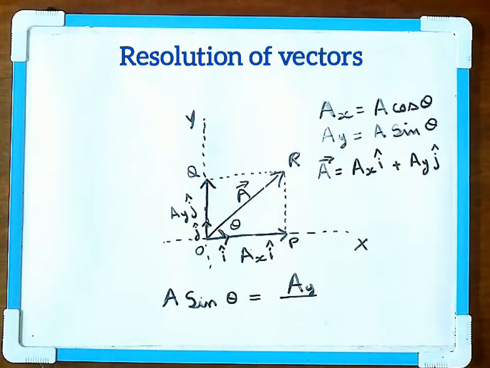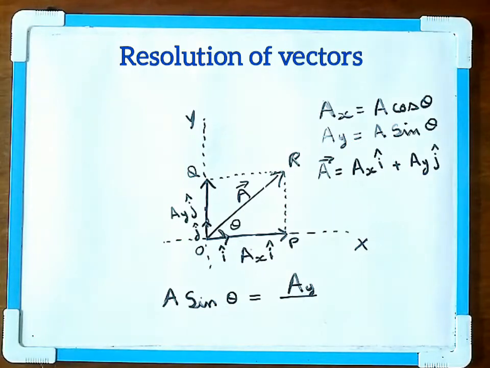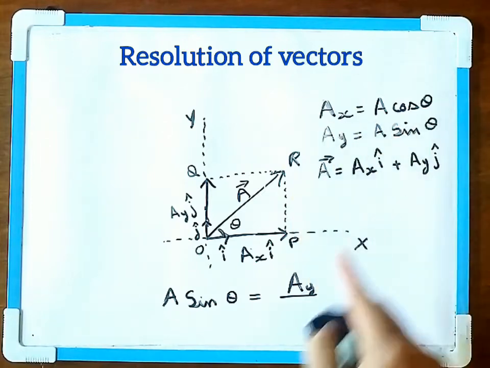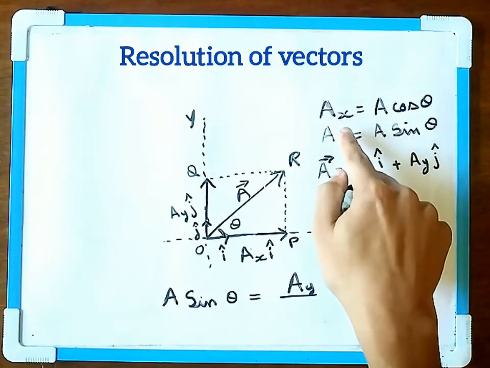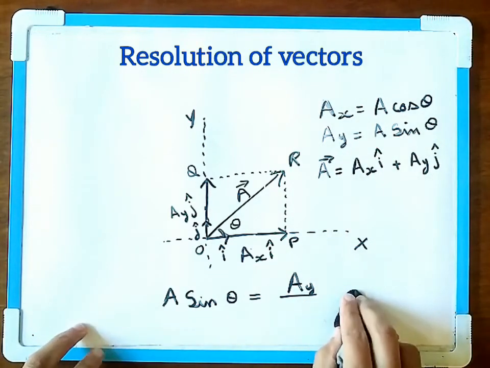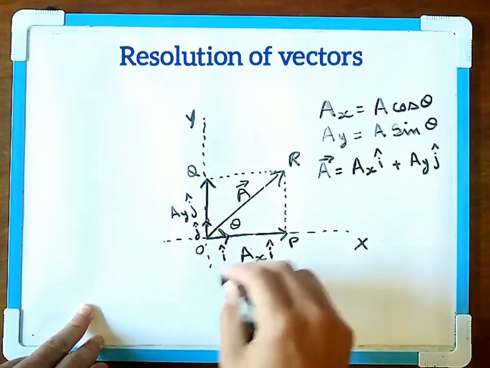So this is how we resolve vector a into two components. One is along the x-axis and another one is along the y-axis. And the magnitude along the x-axis is a cos theta, and the magnitude along the y-axis is a sine theta. So now using these two expressions, ax is equal to a cos theta, ay is equal to a sine theta, we can find out the expression for the magnitude of the a vector.